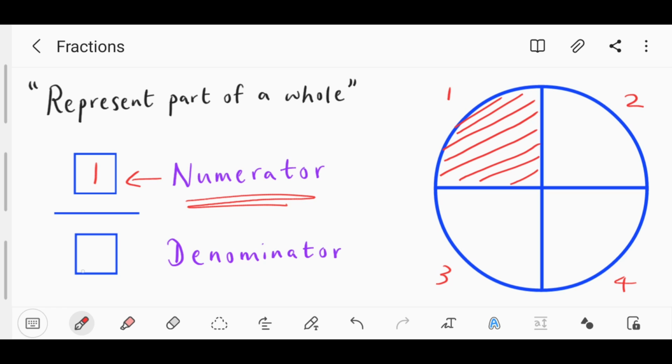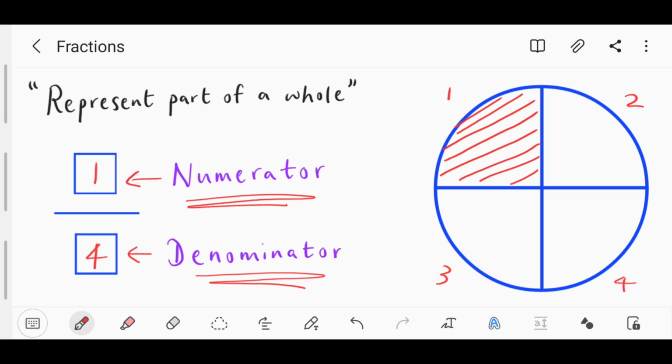And then in the bottom of the line, we have our denominator. So the denominator represents the total number of parts. So if we take this whole circle, it has been divided into 4 equal parts. So I'm going to go ahead and write 4 over here. So this picture can be represented as 1 over 4. We also usually read this as 1/4 because that is the standard way to read fractions.